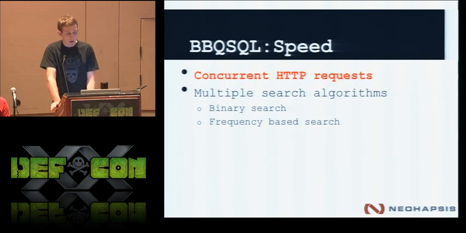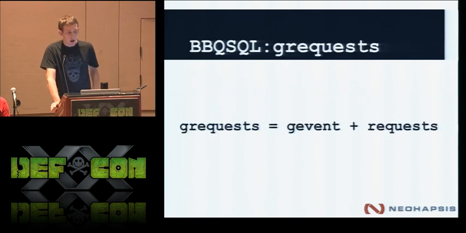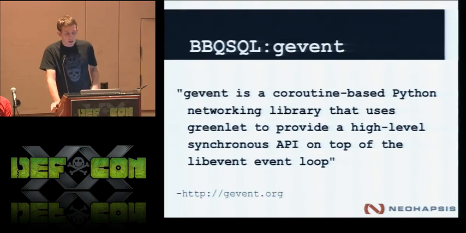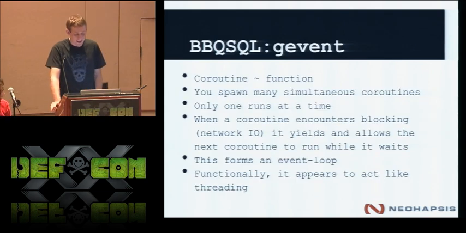So first, the concurrency. I'm using a library called gRequests, and I'm sure not many people have heard of that. It's a combination of Python's gEvent and the Python requests library. First, I'm going to talk a little bit about what gEvent is. gEvent is a coroutine-based Python networking library that uses Greenlets to provide a high-level synchronous API on top of the libevent event loop. All right, can I move on? Yeah. All right, so I'm going to talk a little bit about what that means.